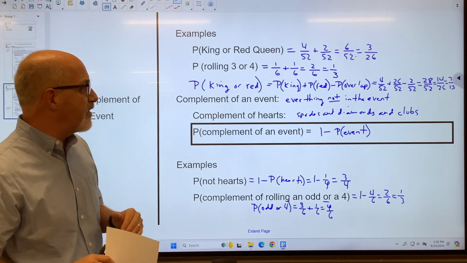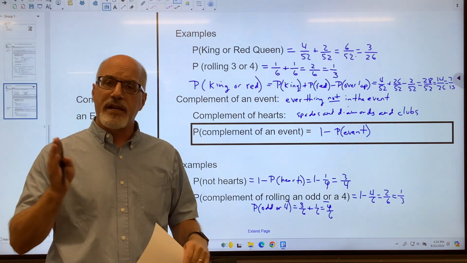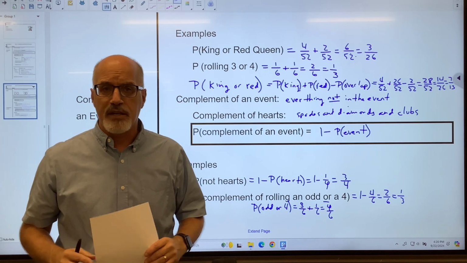And then the probability of the complement, where you just take 1 minus the probability of the event and you get the probability of the complement.